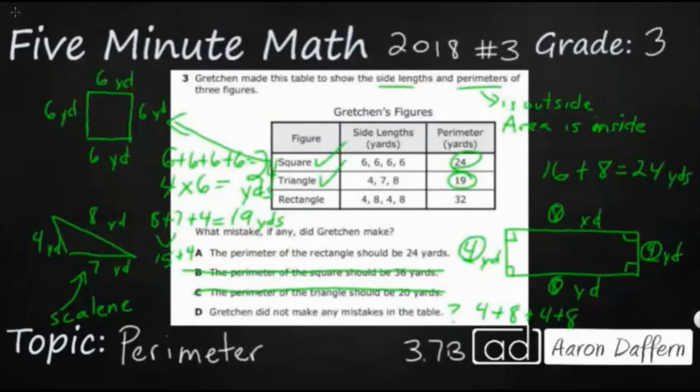yards. Or I can just add 8 and 4 is 12. 12 and 12 also make 24 yards. Either way, this is wrong. It's not 32. I bet you they multiplied 8 times 4. So then the answer is A. Should be 24 yards.